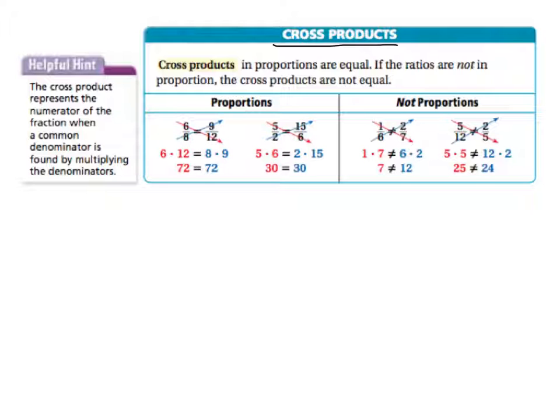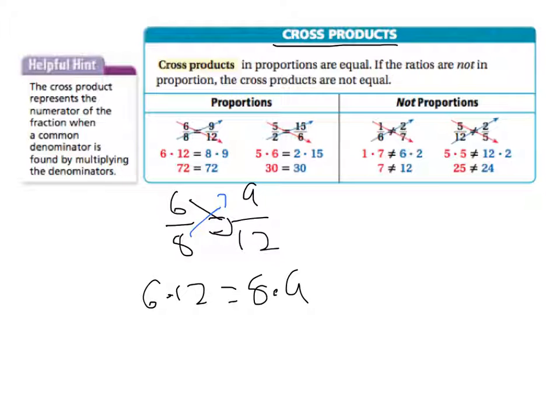So what cross product basically means is that if we have 6 over 8 and that's equal to 9 over 12, we can see if these are equal by doing 6 times 12 and then 8 times 9 and seeing if those numbers are equal. So 6 times 12 is equal to 8 times 9. It's called cross products because we're going across. So 6 times 12 is 72. 8 times 9 is also 72. So this is a proportion.